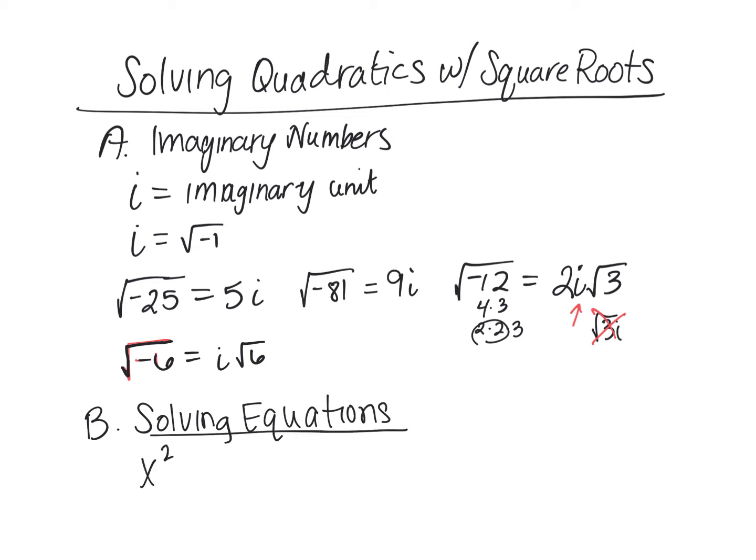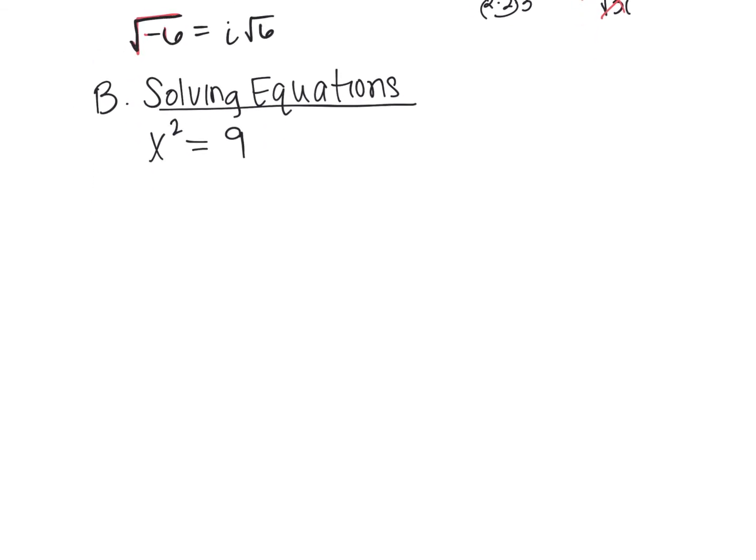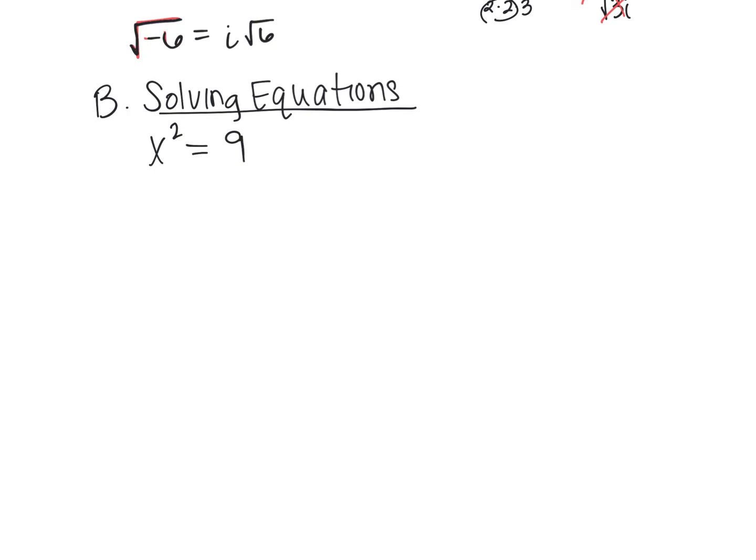Say I have x squared equals 9. We know that equations are asking what number squared is 9. Aren't there 2 answers here? Yeah? What are my 2 numbers that when I square them I get 9? 3 and -3.